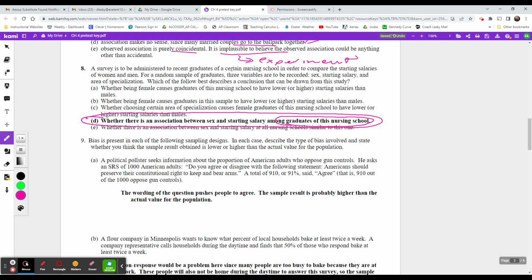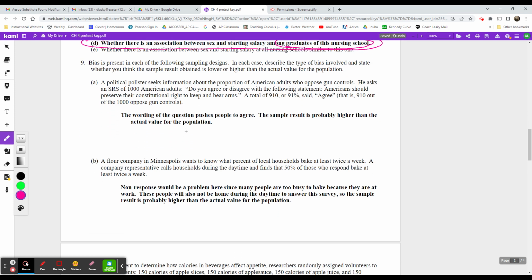When you see a certain nursing school, your answer has to be only about that nursing school. Okay. And since we have the word cause in things, that means it had to be an experiment. So watch yourself on that. The word cause means it has to be an experiment.